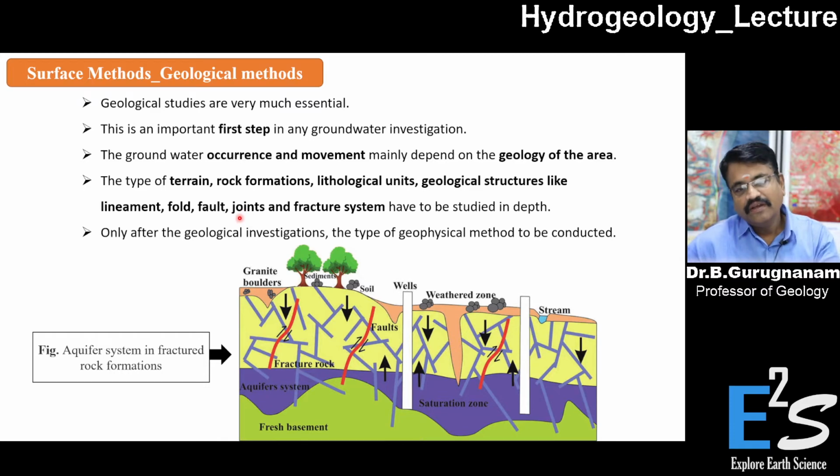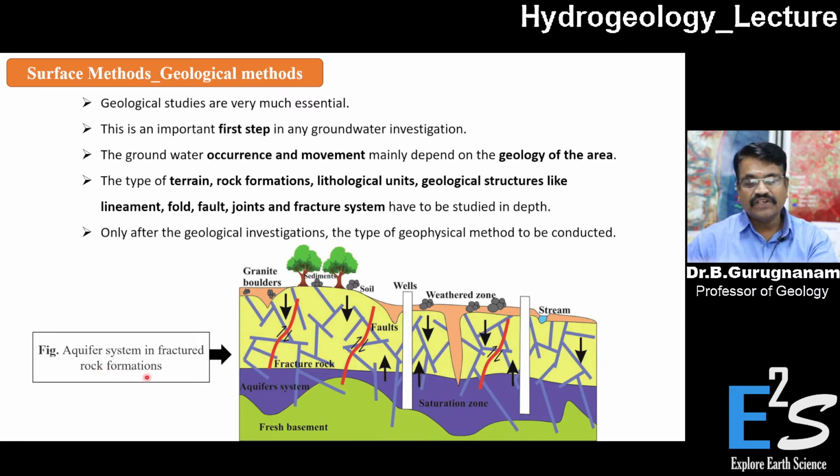So through the joints, the water will penetrate down to the ground, through fractures and cracks. This has a lot of applications with respect to groundwater movement in the subsurface. Only after geological investigation can the type of geophysical method to be conducted be decided. Only after this can we suggest what the probable depth may be: 500, 600, 700, or sometimes 2000 feet below the ground. Again, now we will have to fix what type of it is.